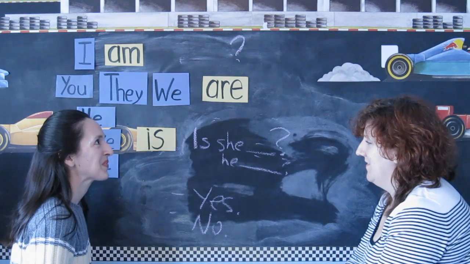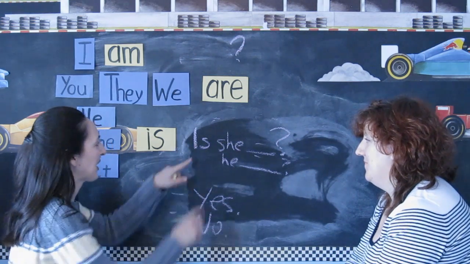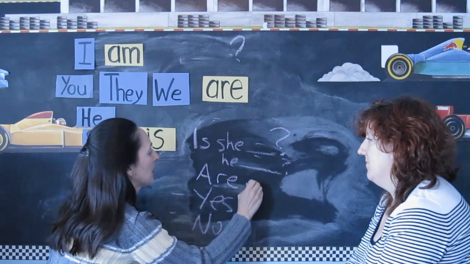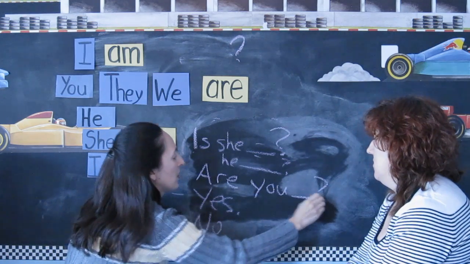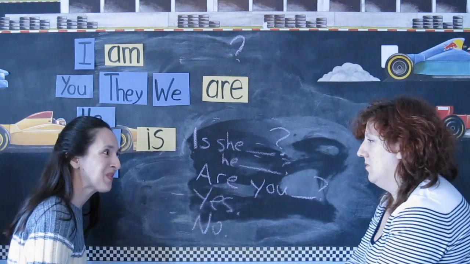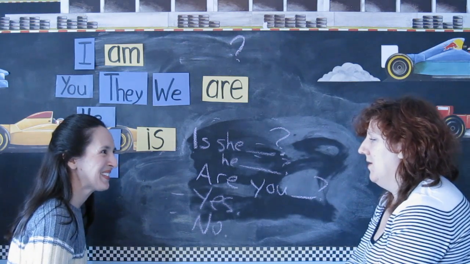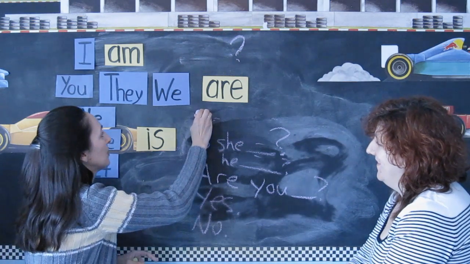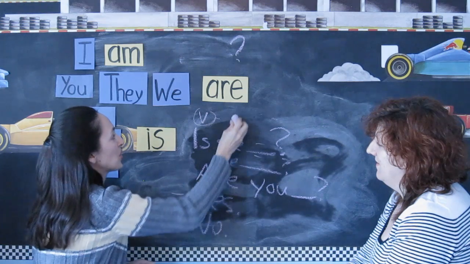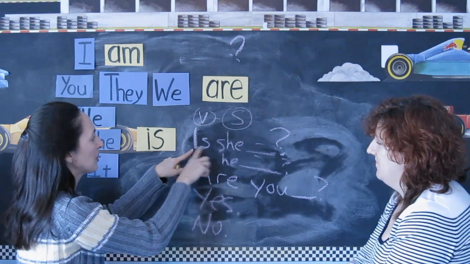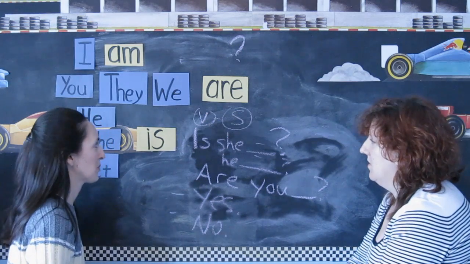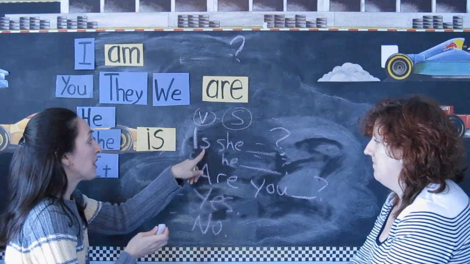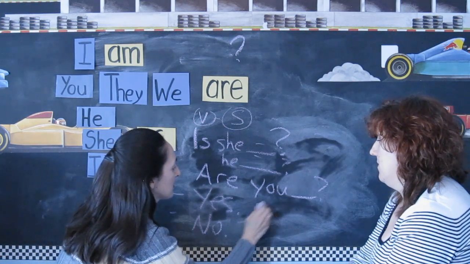Putin, is he American? No. Okay. Is she, is he? If we ask a question about you, are you a mother? Yes. Are you famous? No. So questions can begin with the verb, and then we have the subject. Verb, subject, verb, subject. Good. The answer could just be yes or no.